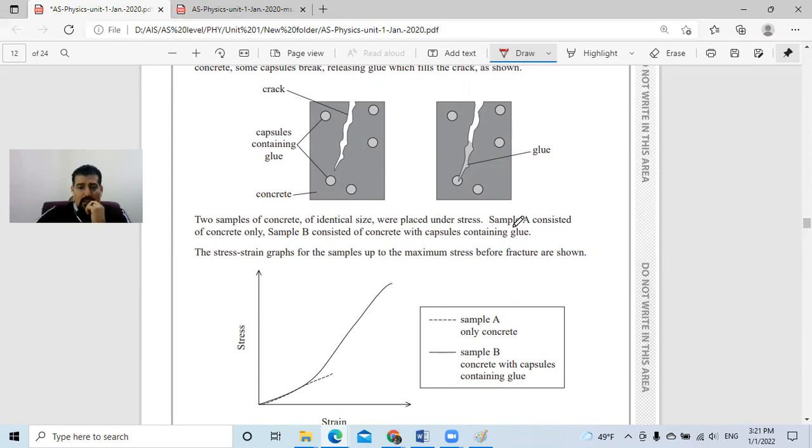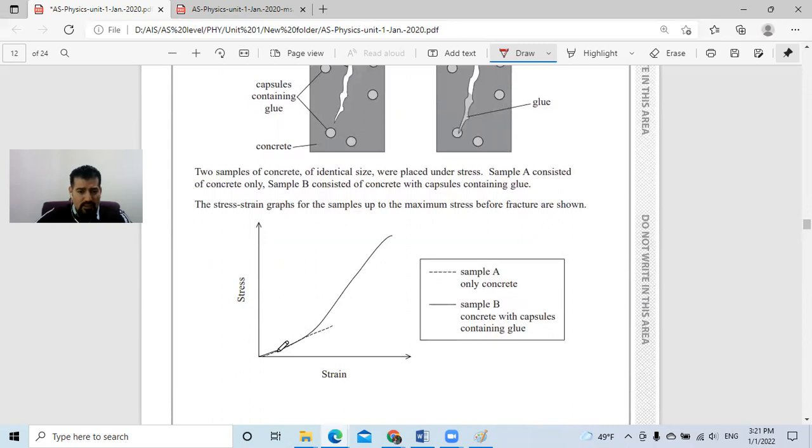Sample A consists of concrete only. Sample B consists of concrete with the capsules containing the glue. So the dashed line is the concrete only, and the one that has glue is line B, the solid line. This is the stress-strain graph, as you can see, until it reaches fracture as shown.